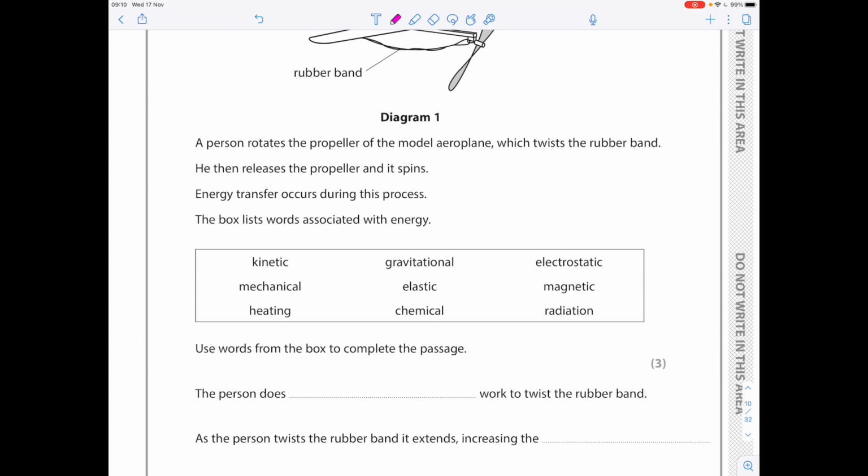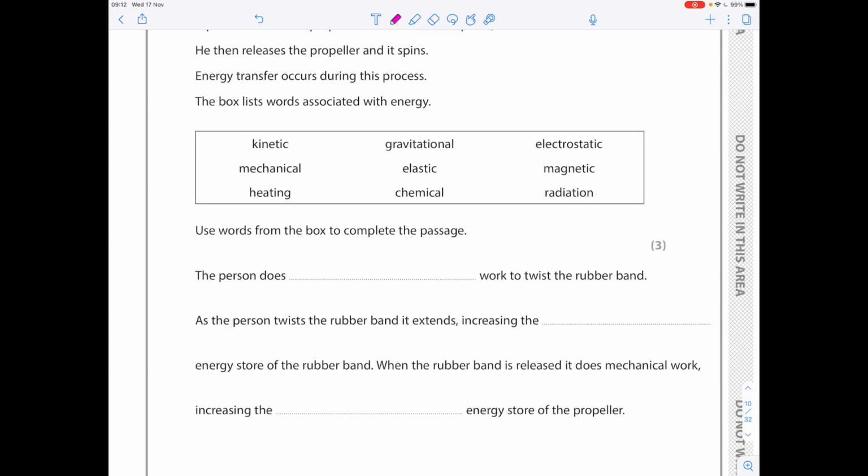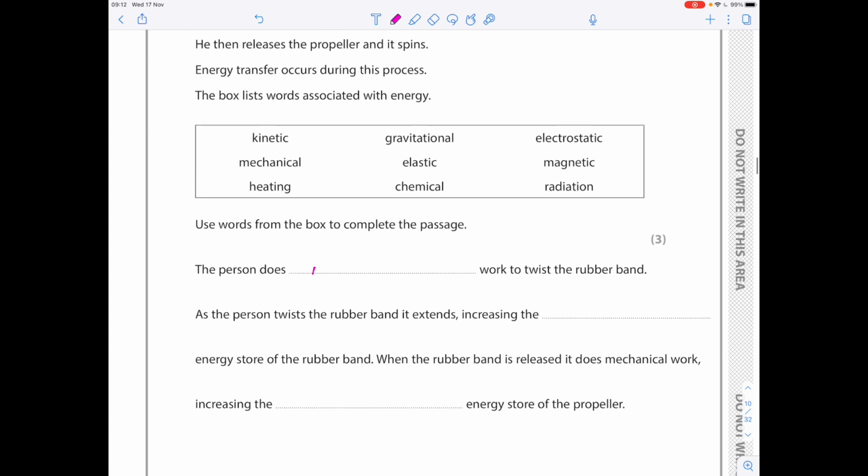The person does some work to twist the rubber band. Now the first answer here is mechanical energy. As the person twists the rubber band, it extends, increasing the... Now this is a rubber band, which means it's very elastic. So when you twist it, you're going to increase the elastic store of energy.